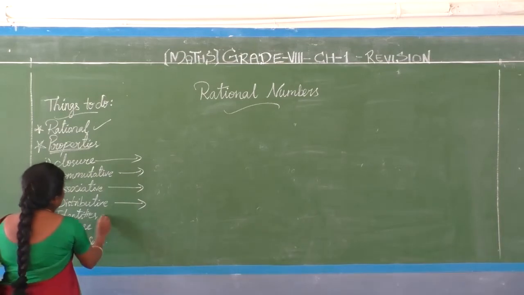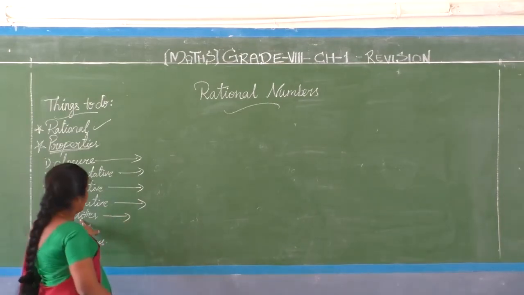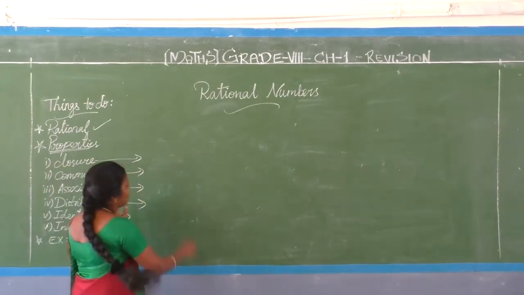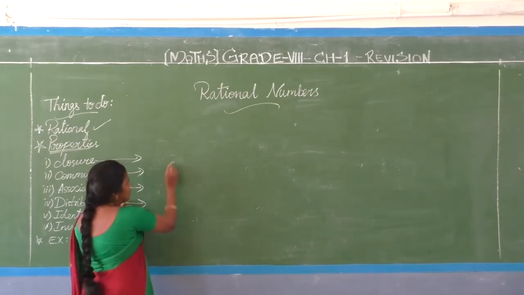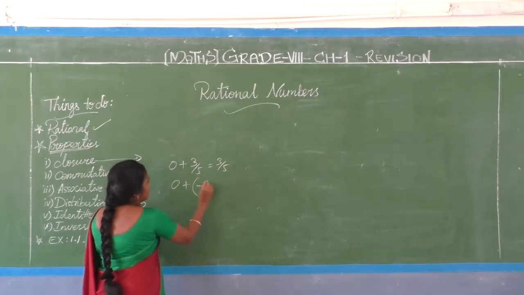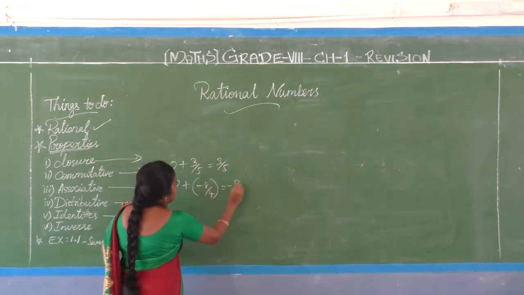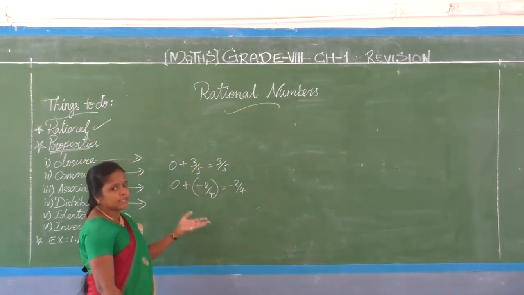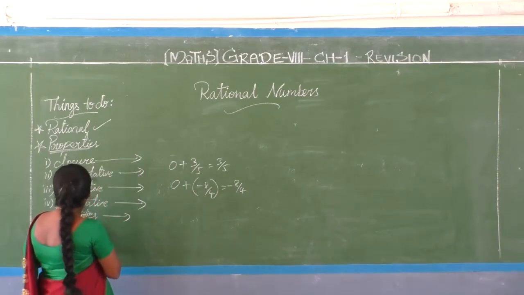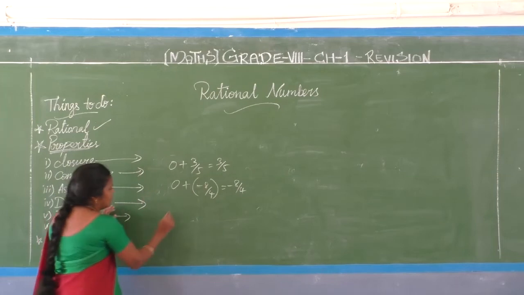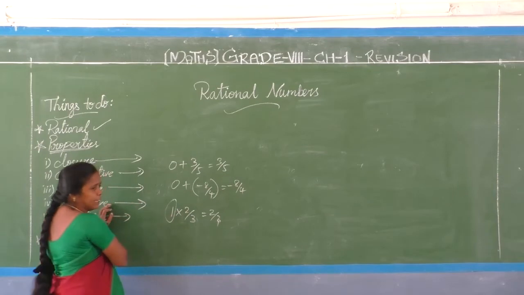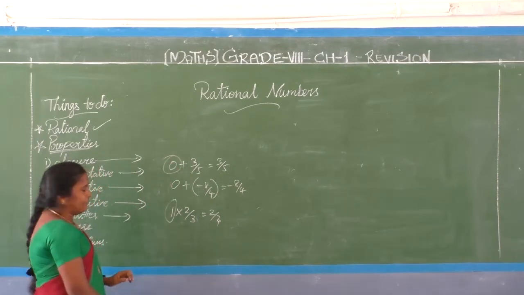Another two properties: identities. Identity-wise, additive identity and multiplicative identity. Additive identity means what I said already: 0 is the additive identity. If you add any number with 0, it gives the same number. So 0 plus 3 by 5 is equal to 3 by 5. 0 plus minus 8 by 4 equals minus 8 by 4. Whatever you add with 0, it gives the same, so 0 is called the additive identity. Multiplicative identity means 1 into 2 by 3 gives the same. So here 1 is called the multiplicative identity, and 0 is called the additive identity.